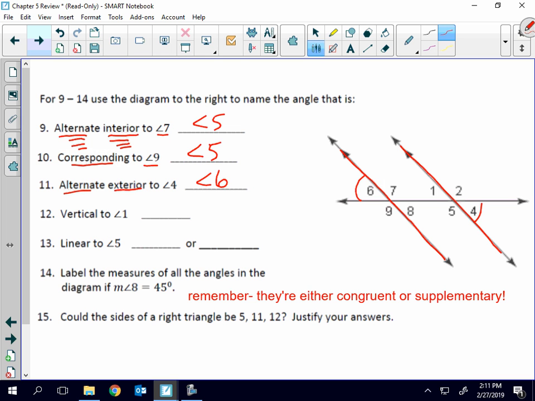All right, and then vertical to angle 1. Here's angle 1. Vertical is just opposite it. Opposite of that x. This is angle 4.